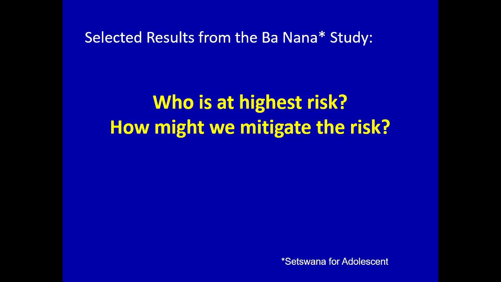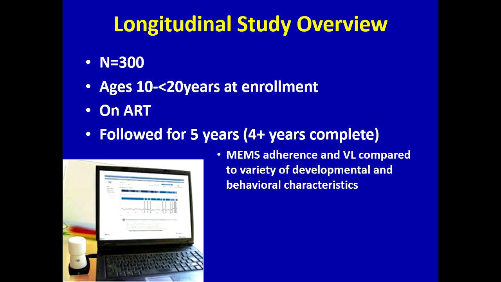So I'm now going to present you some data from the BANANA study, which is a study that is currently ongoing, but we've been following a cohort of 300 adolescents on antiretroviral therapy. So these are not TB co-infected patients. This is just to give you a sense of what HIV is teaching us about adolescence and adherence. And the questions that we focus on in this study are really trying to define who of these adolescents are at the highest risk of failure, and what are the developmental and behavioral characteristics that we can target in order to be able to treat them better.